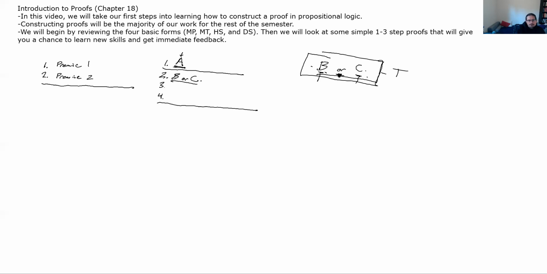On the other hand, if I were to ask, what if premise 2 is true, what are the possible truth values for B or C? You would say, well, B is still either true or false. I can't tell. C is either true or false. I can't tell. But I do know that at least one of them is true, right?